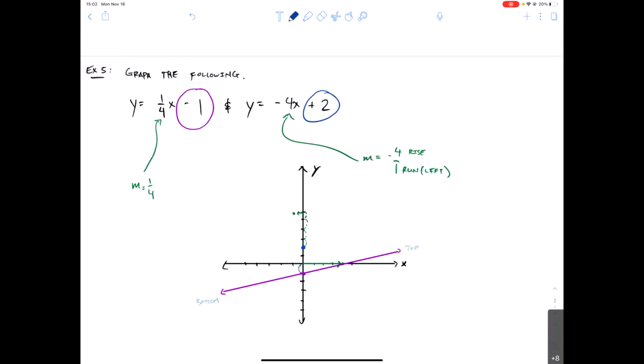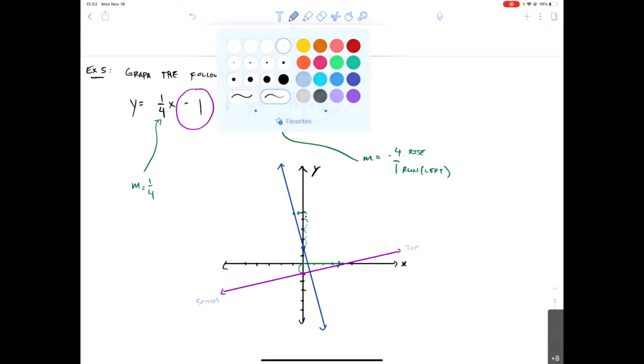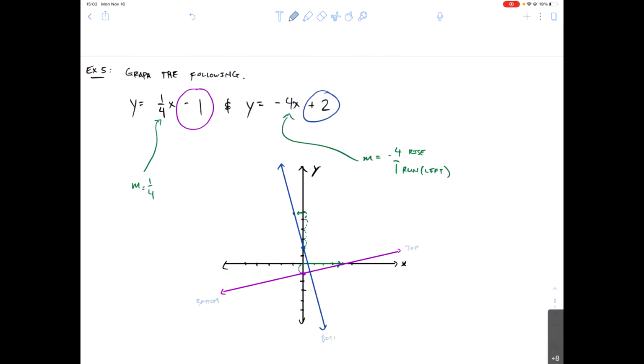And I'm going to try to draw this one. Almost. A little bit steeper. Too steep. There we go. That should be good.